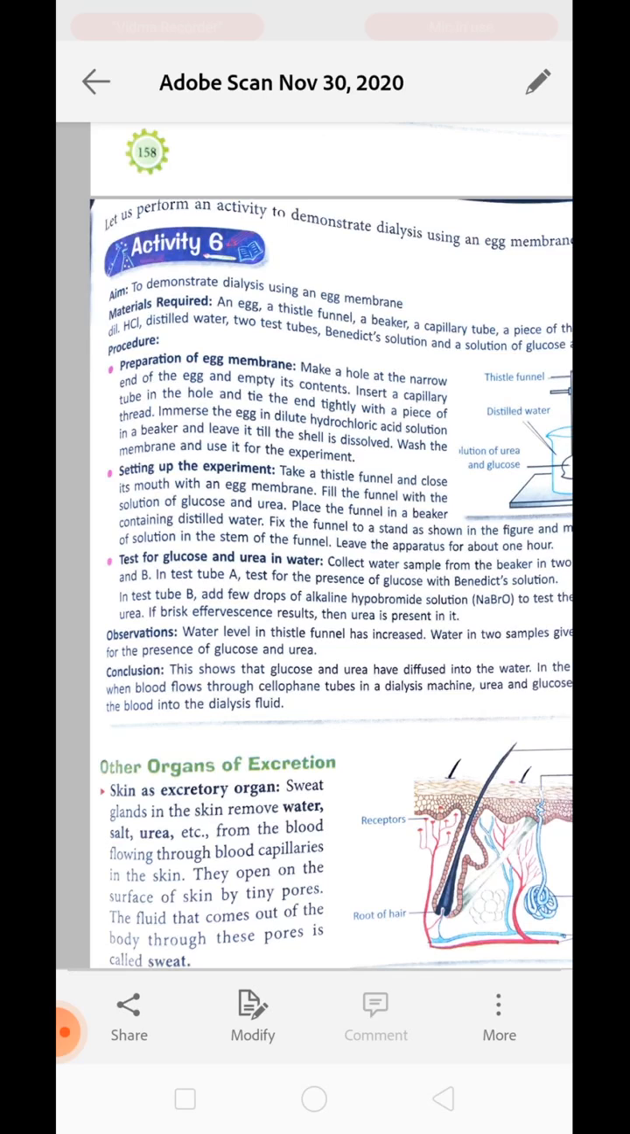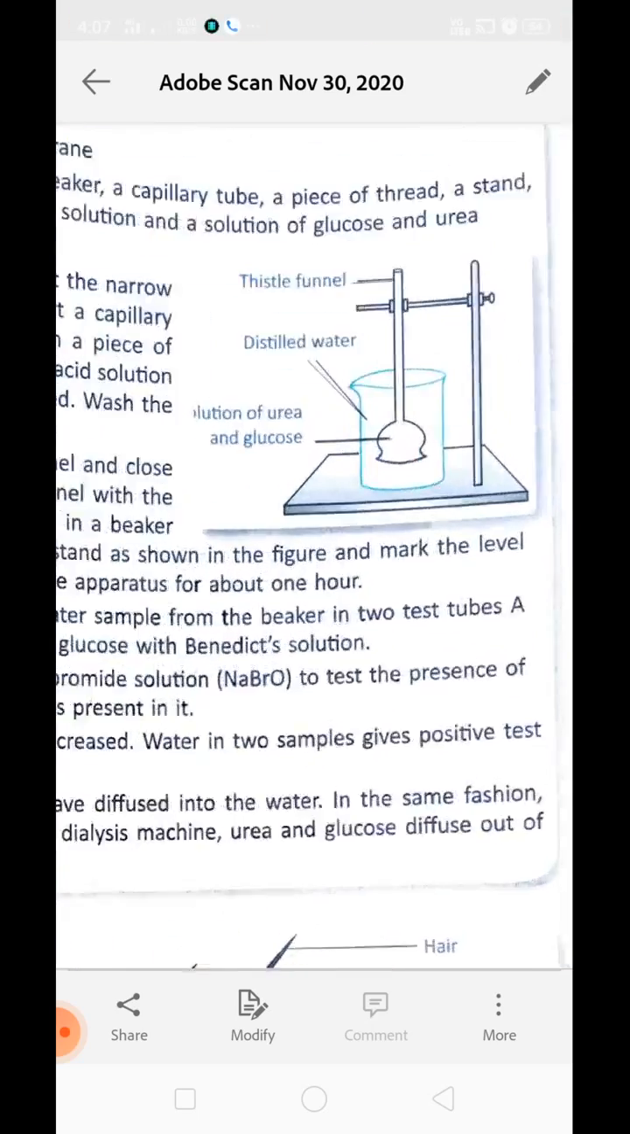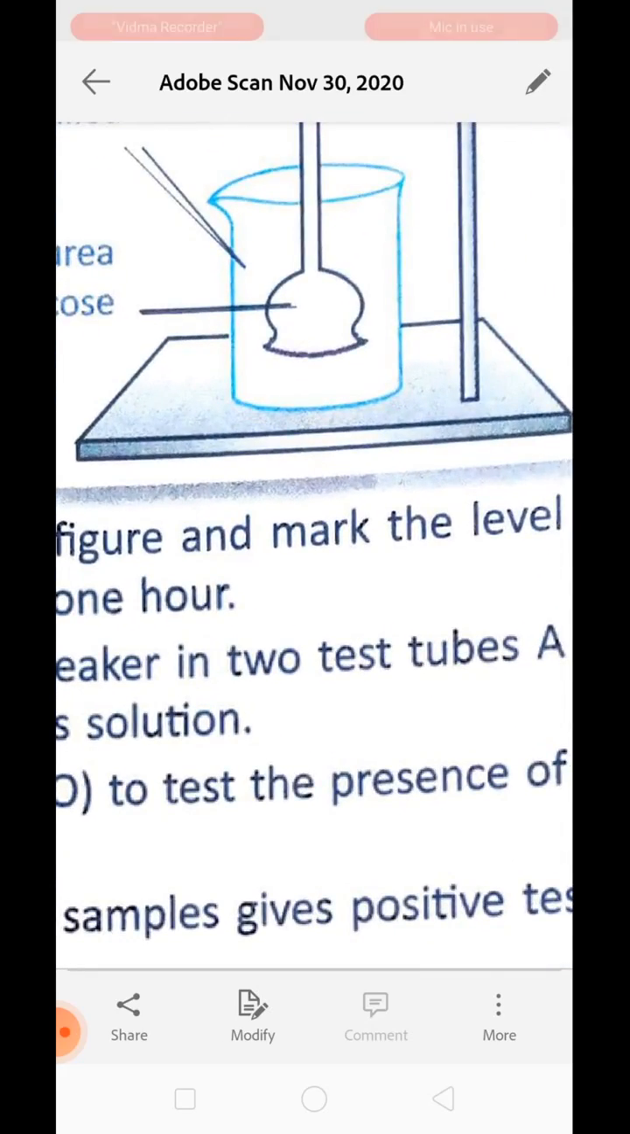To perform this activity, we need an egg, a Thistle funnel. This is called a Thistle funnel. A beaker, a capillary tube, a piece of thread, a stand, diluted hydrochloric acid, distilled water, 2 test tubes, Benedict solution, and a solution of glucose and urea. All these things are needed to perform this activity.